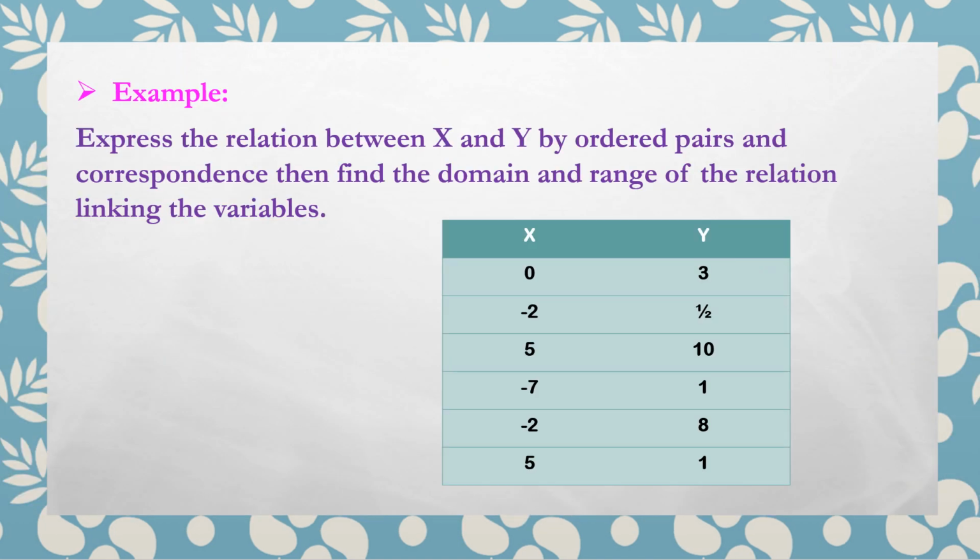Let's have an example. Express the relation between x and y by ordered pairs and correspondence, then find the domain and the range of the relation linking the variables. In this example, we have two variables, x and y, and we have here the values of x and the values of y. He needs to express the relation between x and y in two different forms, which are ordered pairs and correspondence. Let's see how we can represent these relations.